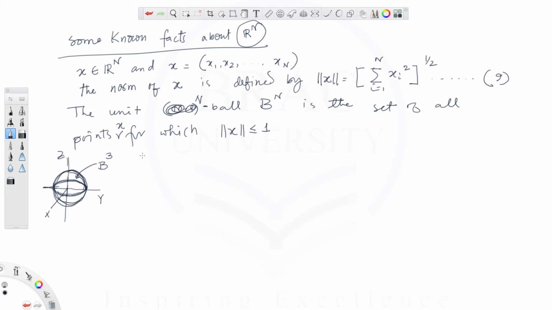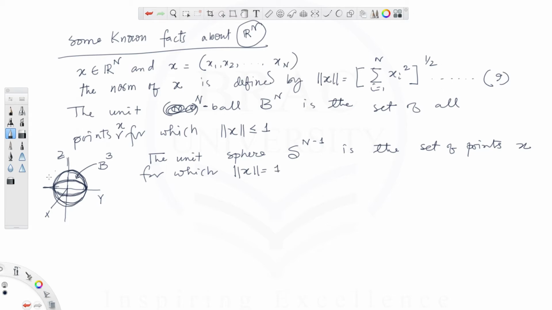Now the unit sphere S to the n minus 1 is the set of points x for which the norm of x is exactly 1. It constitutes the surface of this 3 ball, which is a 2-dimensional surface.